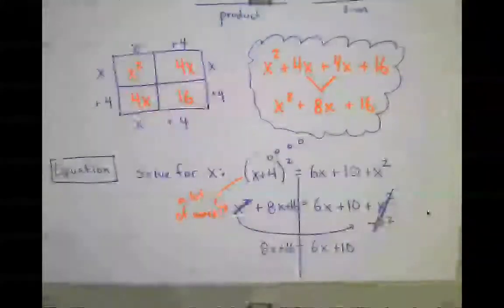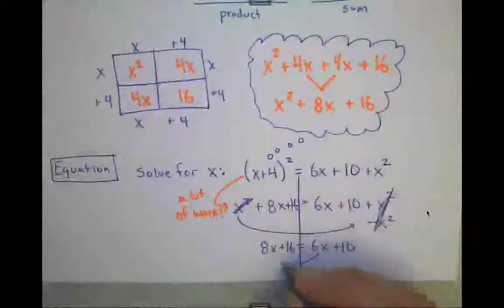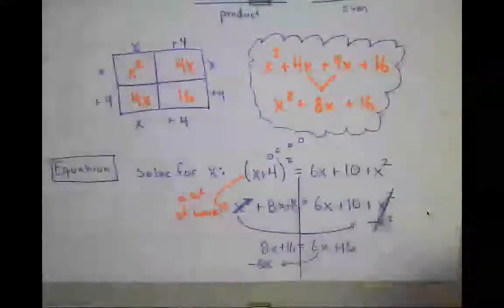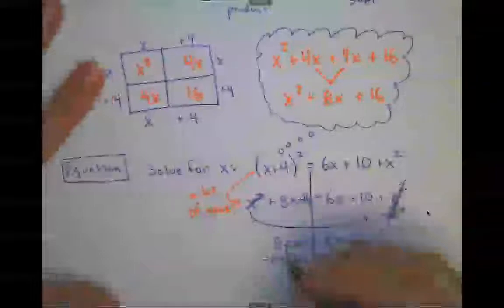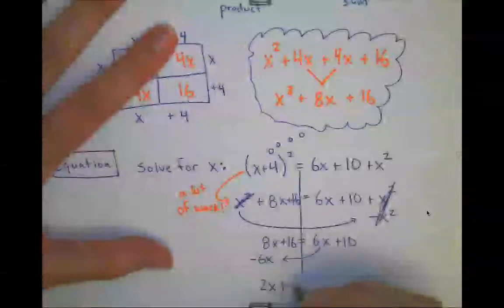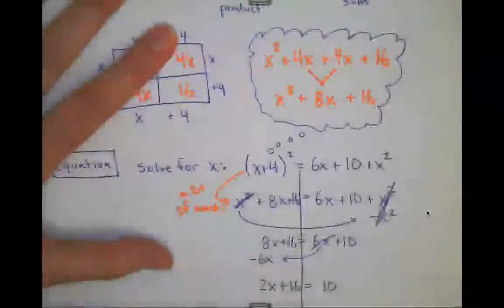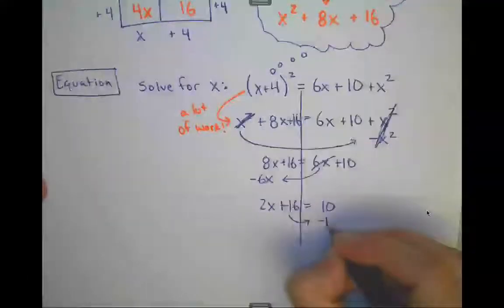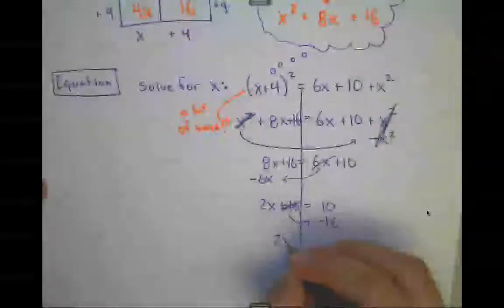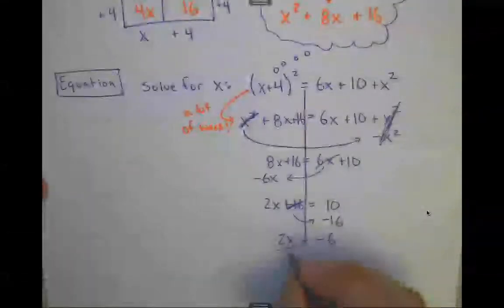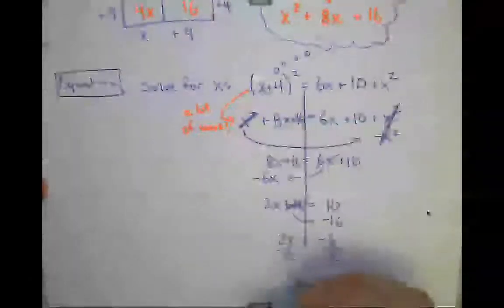And this really isn't a hard problem for us. I'm going to take the 6x, move it over, make it a negative 6x. Negative 6x and 8x, we'll combine those together. 8 minus 6 is 2x. 2x plus 16 equals 10. And then we're going to move that 16 over to the other side, make it a negative 16. So 2x equals 10 minus 16, which is negative 6. And then we're pretty much done. We divide by 2, and x is equal to negative 3.